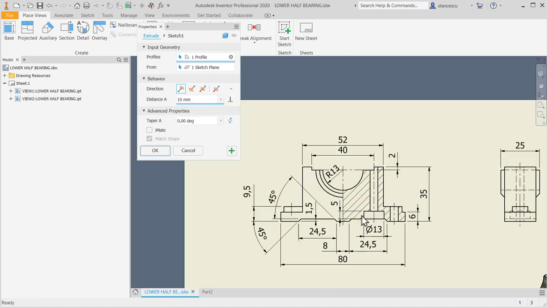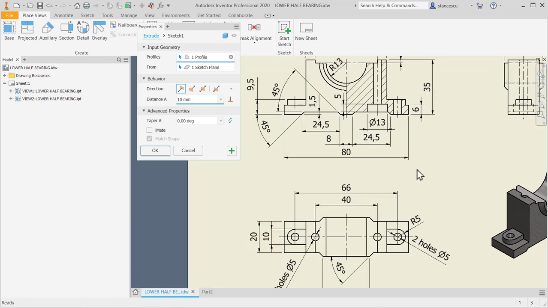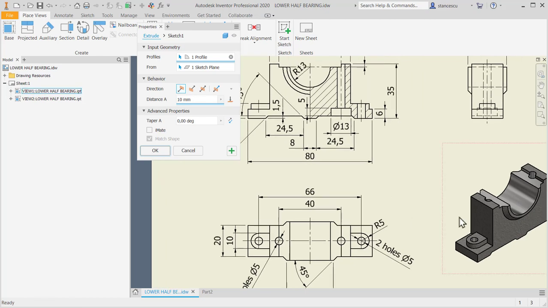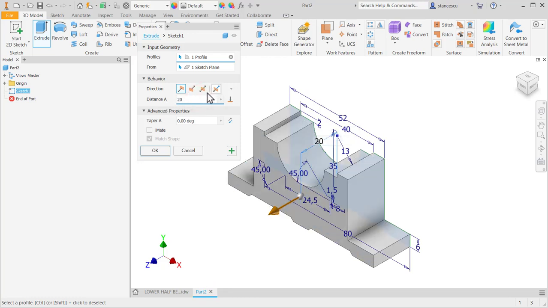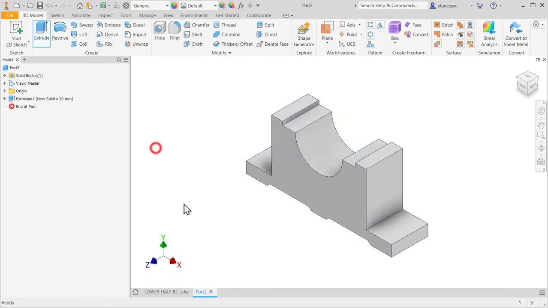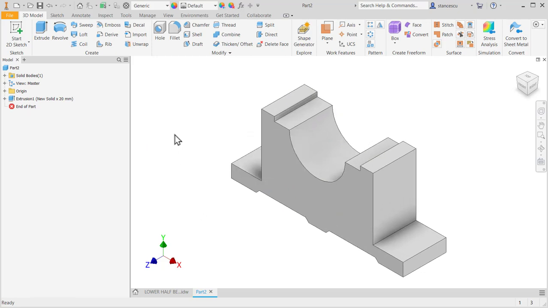Extrusion is 20 millimeters, symmetrical. 20, symmetrical. Okay. This is the main body.